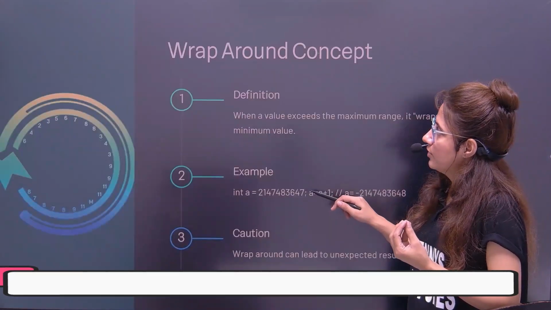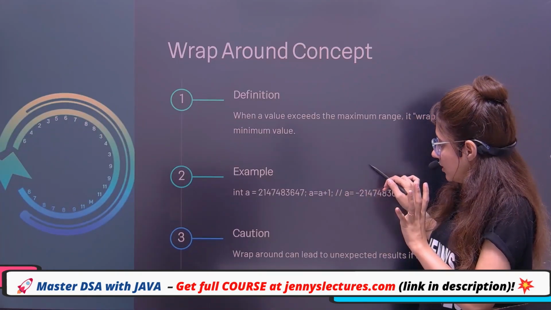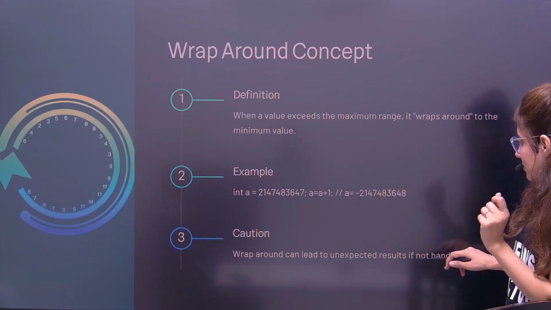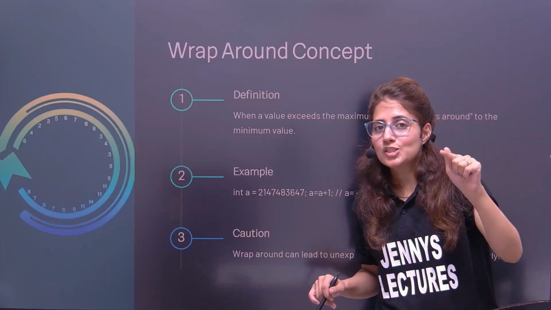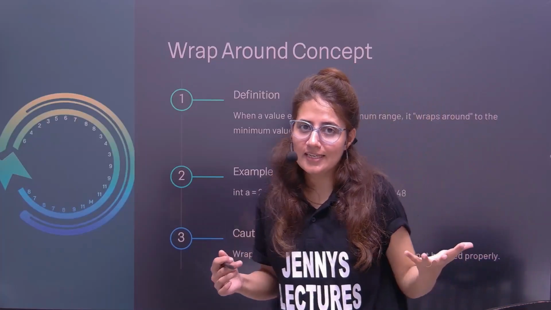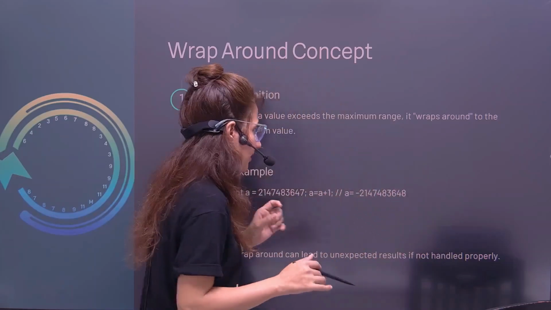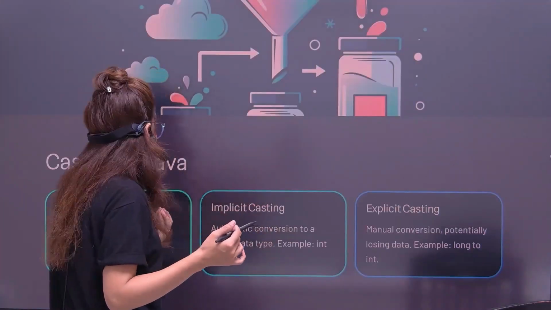The wrapper class we have also discussed, and the wraparound concept we have discussed too, right? The wraparound can lead to unexpected results if not handled properly, and I have shown you that. You are getting unexpected results because of this wraparound concept. So you have to handle this properly. And if you know this concept, then you are able to handle it, right?